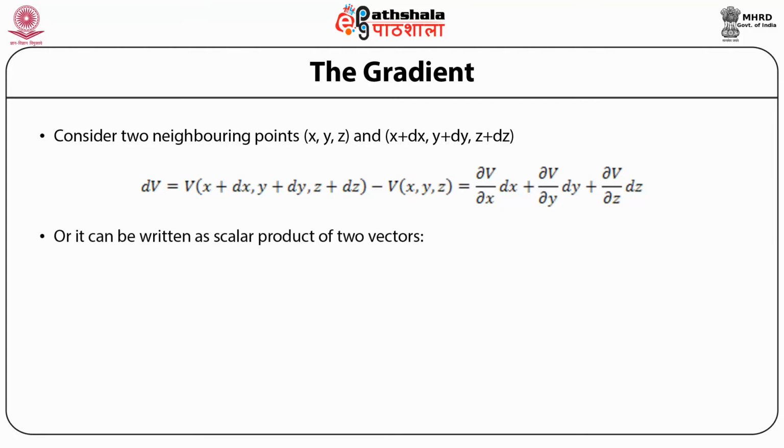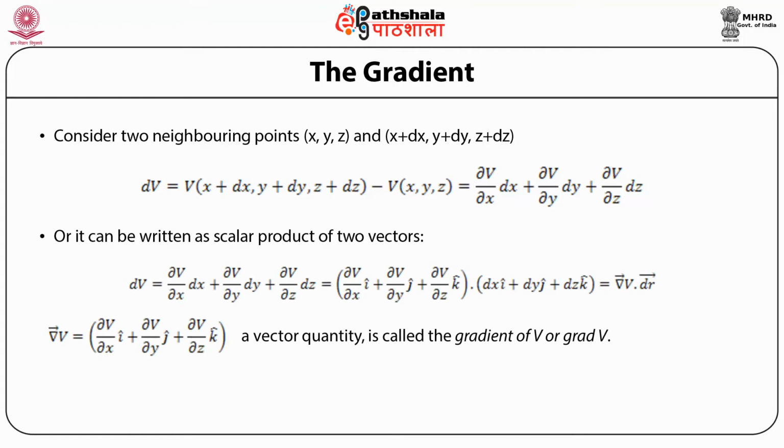Or it can be written as a scalar product of two vectors, that is dV equals del V by del x into dx plus del V by del y into dy plus del V by del z into dz equals del V by del x into i cap plus del V by del y into j cap plus del V by del z into k cap dot dx i cap plus dy j cap plus dz k cap, which equals del V dot dr.